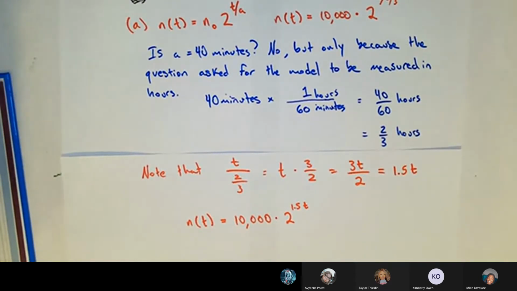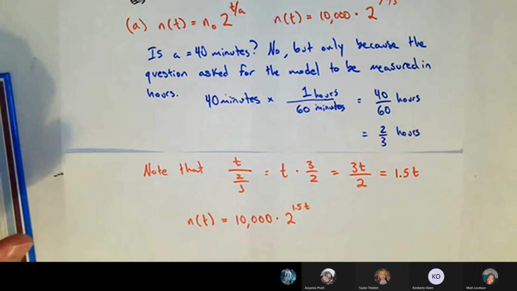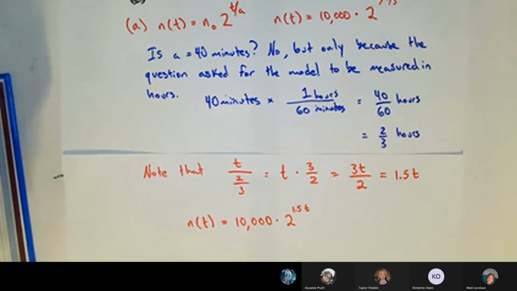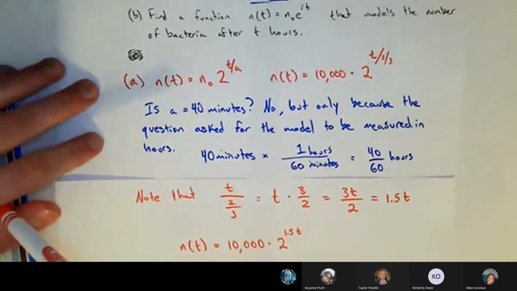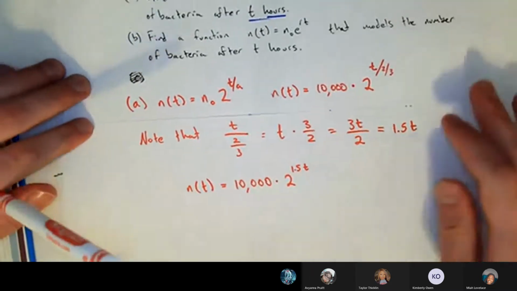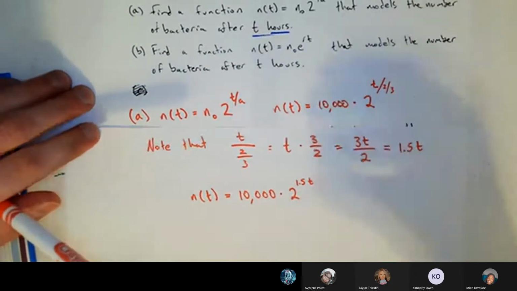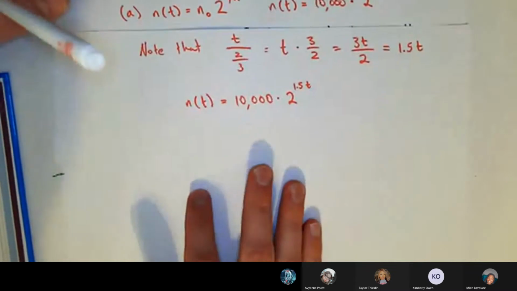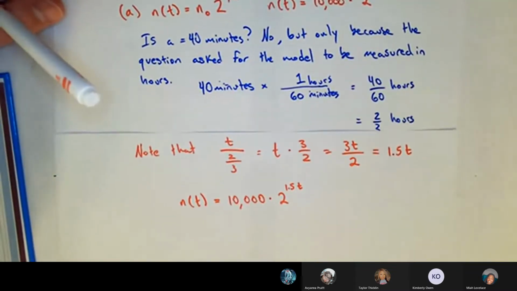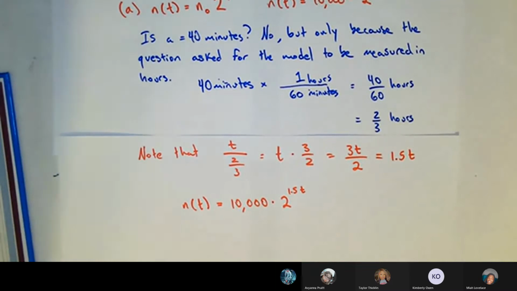There it is. That was what part A was asking for, this model. And this would be the natural model, I think, because the question was posed with a doubling time. Okay, but part B asked us to find a function, now force it into this relative rate of growth form. So let me give you a second to get caught up on any of this if you need to before I start part B.